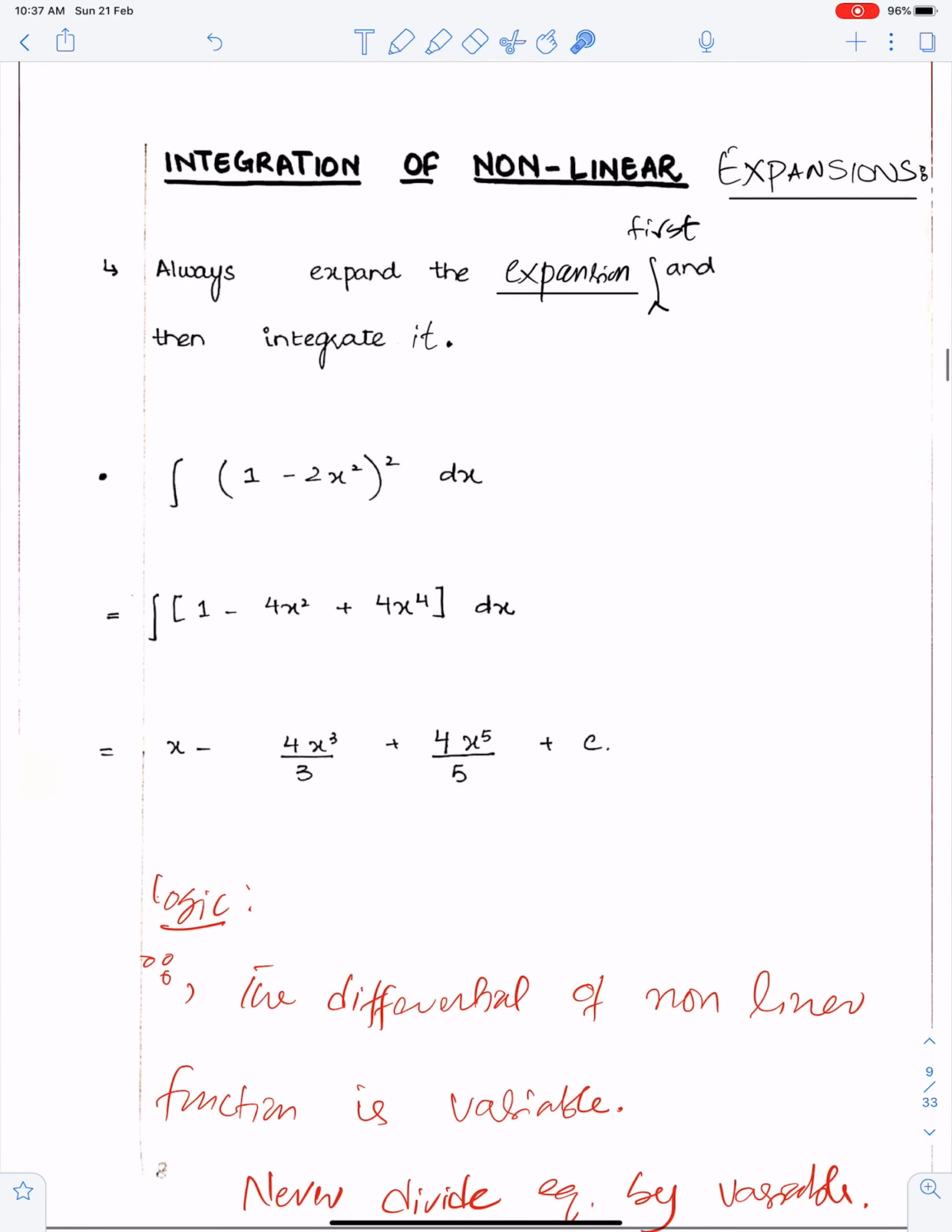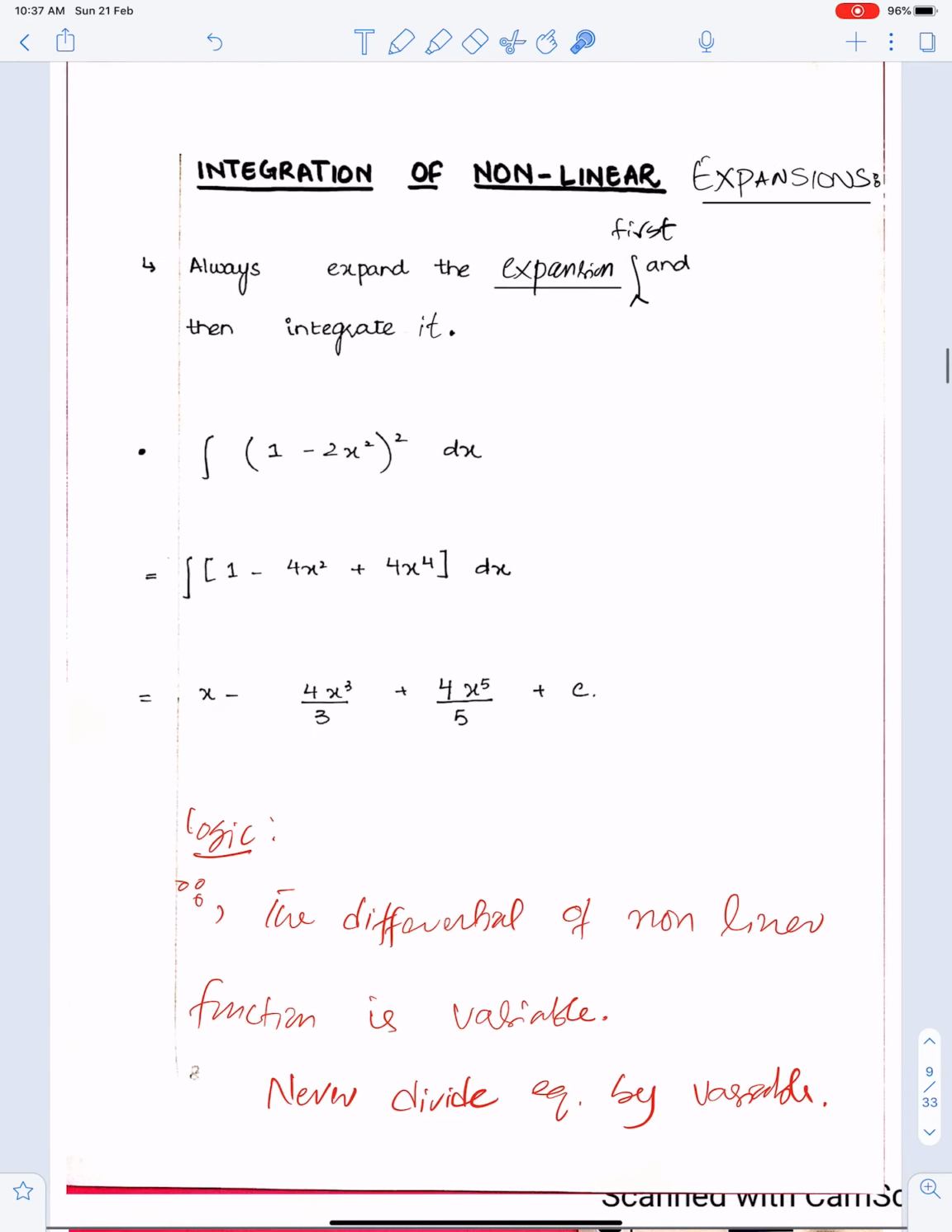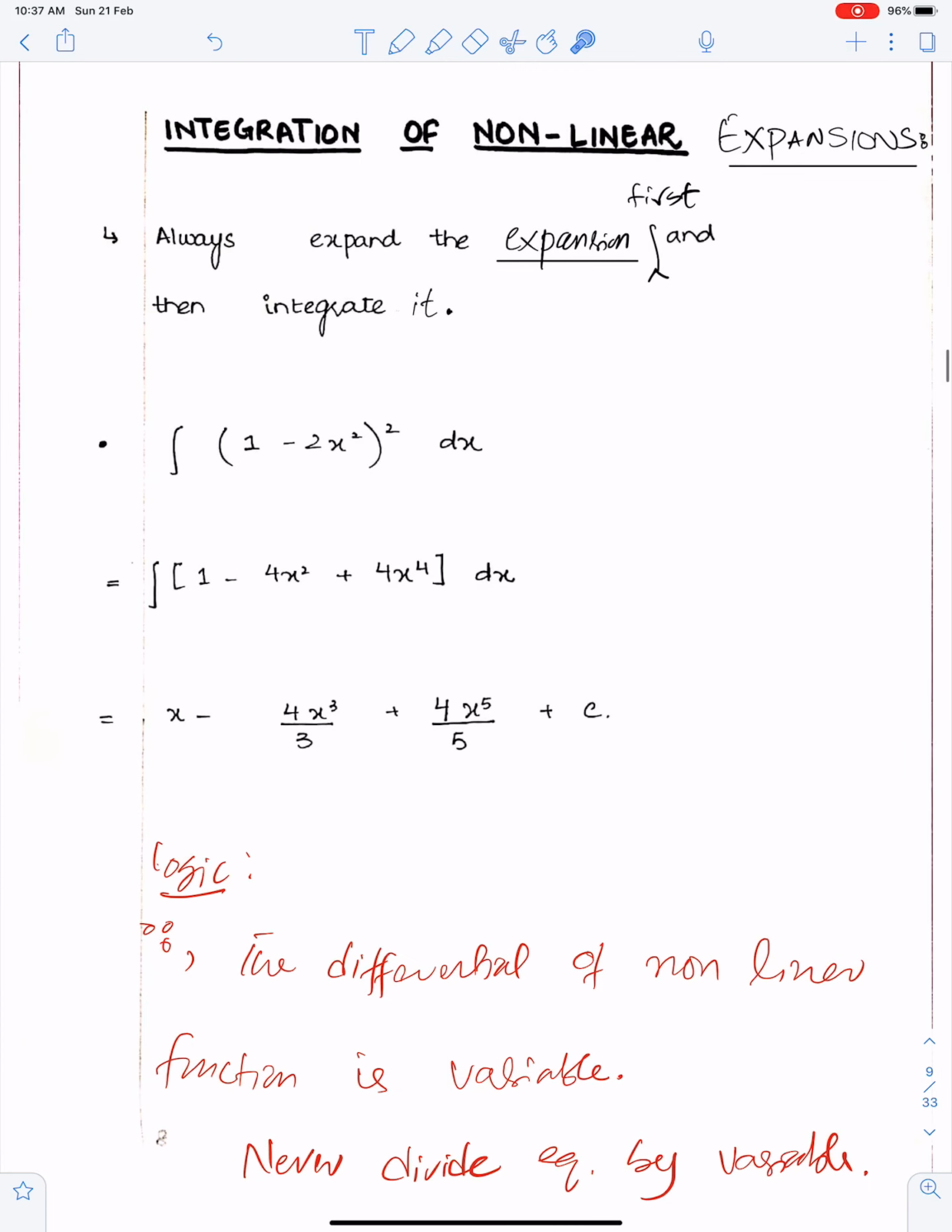Now the next topic is integration of non-linear expansions. This is very important, the non-linear expansions. Whenever you integrate non-linear expansions, always expand the expansion first and then integrate it. First expand the expansion, simplify it and then integrate it.